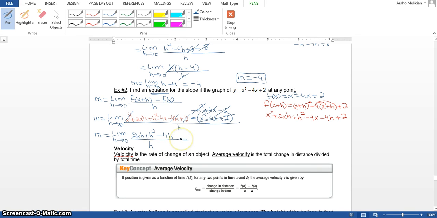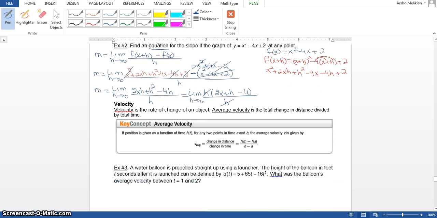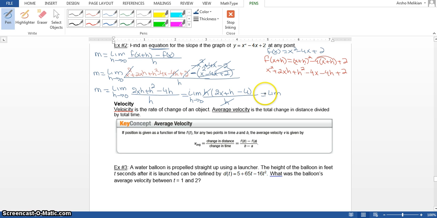Now, we can factor out an h from the top, it seems. Right? So this is the limit as h approaches 0 of h times 2x plus h minus 4 over h. The h's will cancel out. All this is just algebra. And now, what we're left with is the limit as h approaches 0 of 2x plus h minus 4.